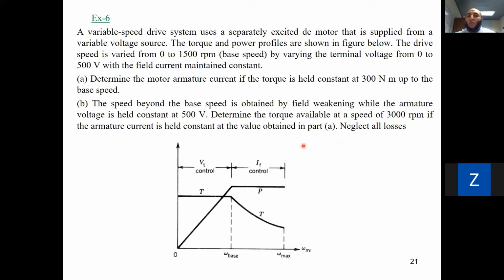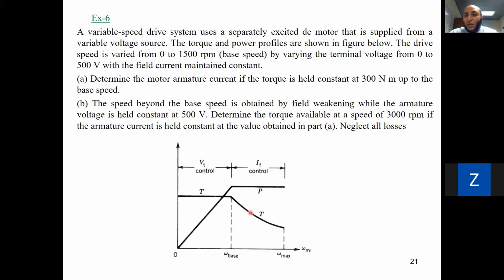Another example here for the constant voltage, for voltage control and field control together. Okay. By the way, this curve is called in some books the Ward-Leonard method. Ward-Leonard method. I will write it down, inshallah, for you. So here, the example says, a variable speed drive system uses a separately excited DC motor that is supplied from a variable voltage source. The torque and power profiles are shown in the figure below.